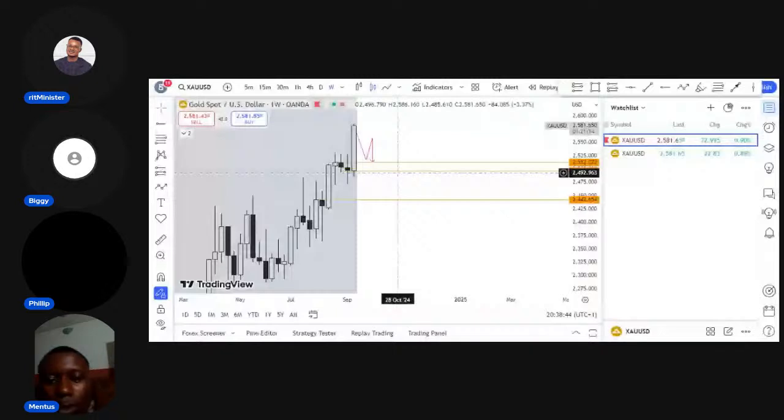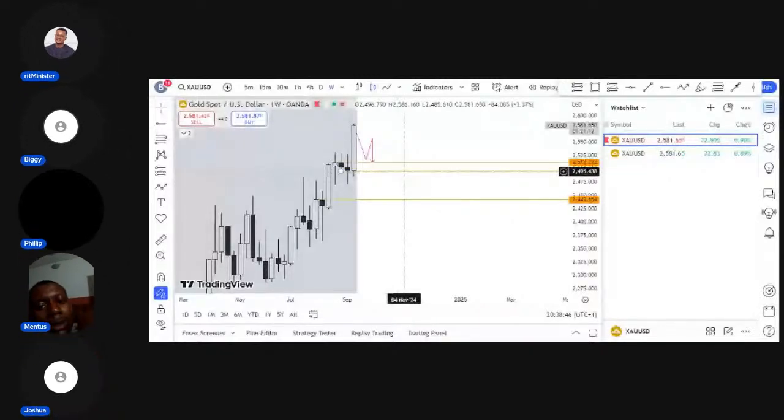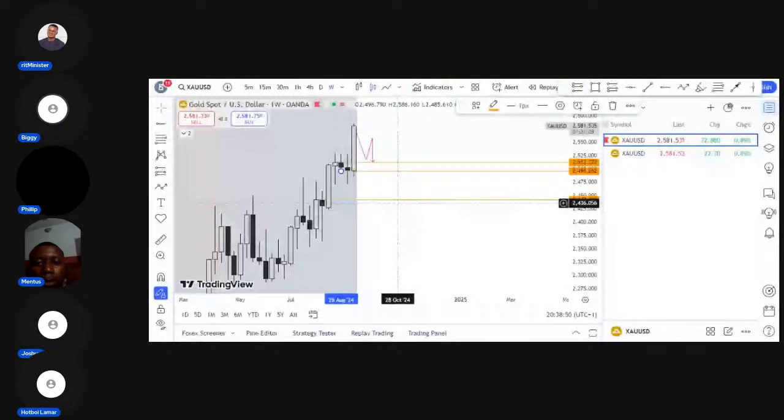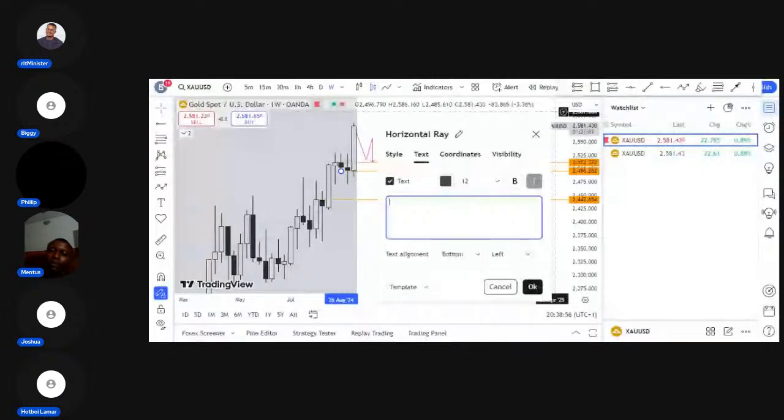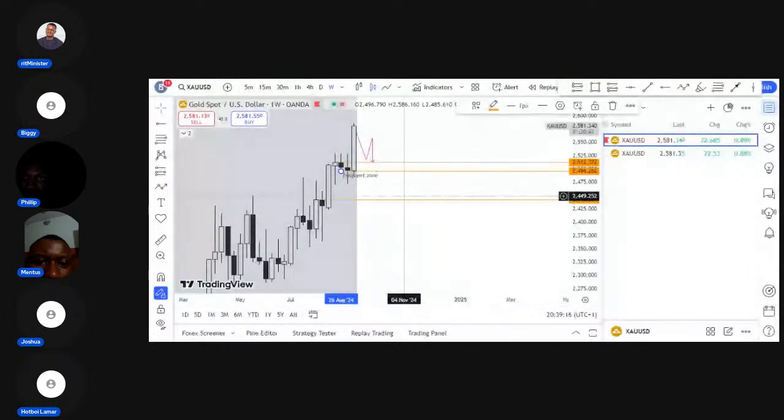For example, let me just do this for better understanding, so that those who will be watching it again will have a good understanding of it. This is a frequent zone. This is a frequent zone. This also is a frequent zone.